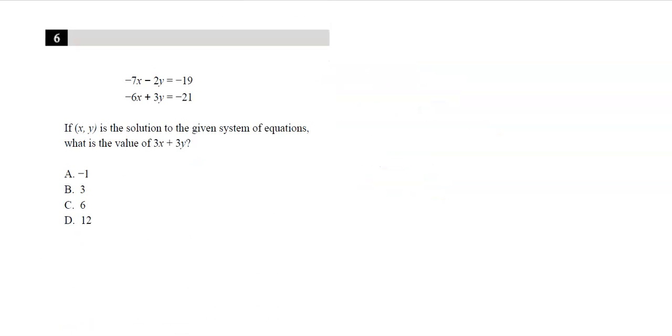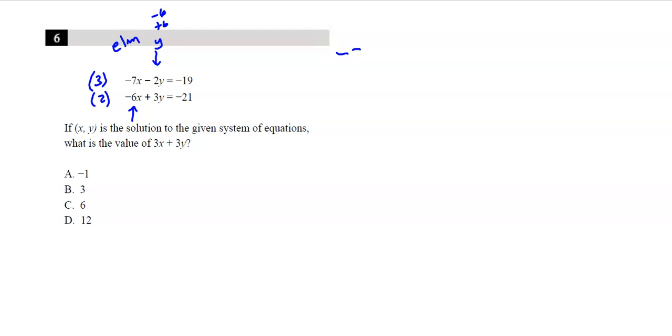Number 6 looks a little bit tougher because I think I'm going to have to multiply both rows. I can't really multiply 2 by anything to get 3. I can't multiply 6 by anything to get 7. So I need to multiply both rows. I'm going to try to eliminate y. That's going to be my goal, because if I can multiply the top row by 3 and the bottom row by 2, I will end up with a -6 and a +6 for y's.